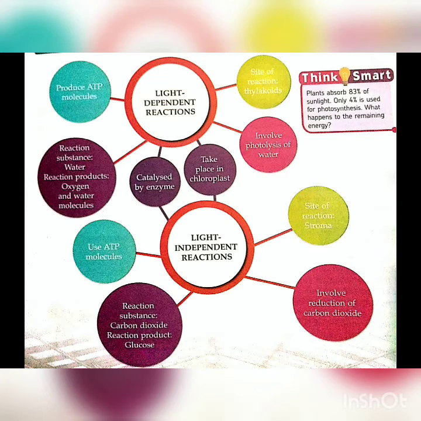Next, the reaction substance for light-dependent is water and its reaction products are oxygen and hydrogen ions, while light-independent reaction substance is carbon dioxide and its product is glucose. Next, light-dependent involves photolysis of water, while light-independent involves reduction of carbon dioxide. Last but not least, site for light-dependent is in thylakoids, while light-independent site is in stroma.